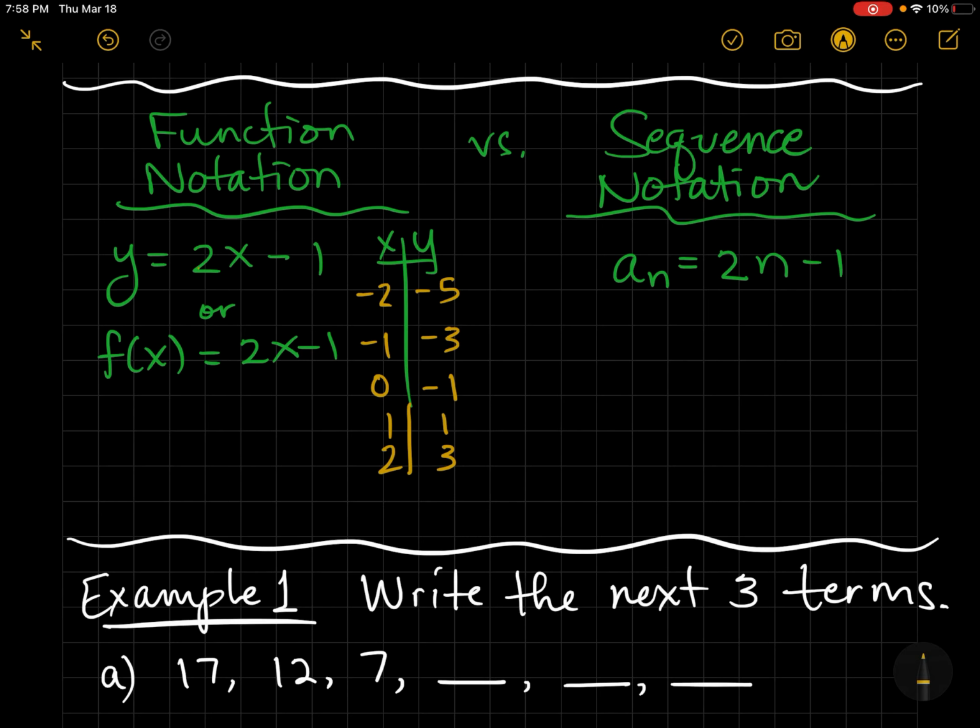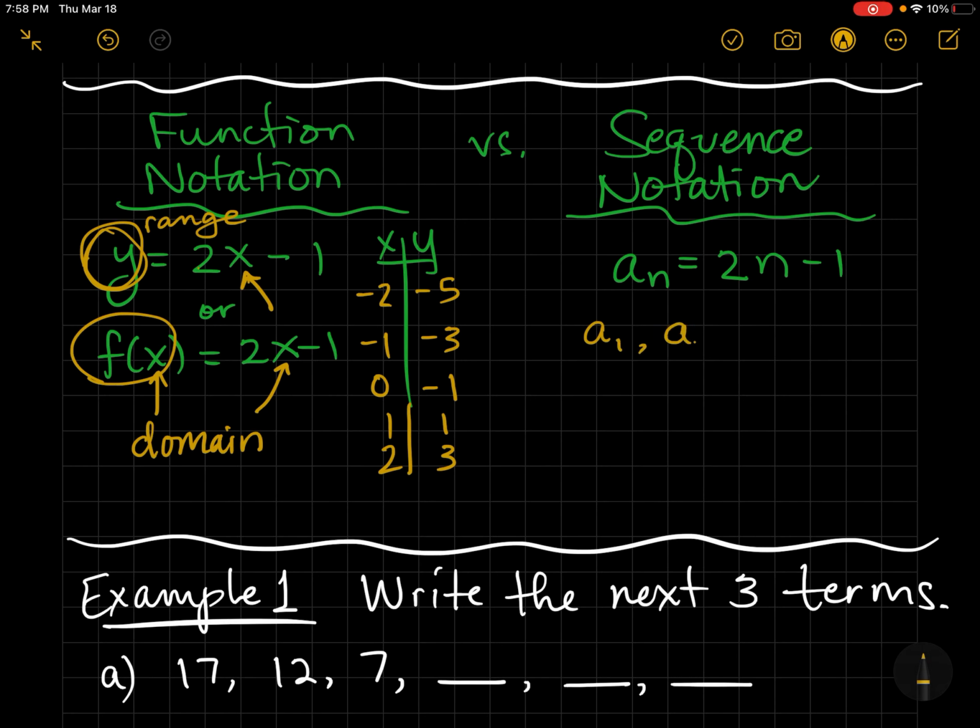And you could use it with the y or the f of x, where you're thinking about x going in and x being the domain. Okay, and so the x values go in and then the y values come out, which we know that's the range. Now, sequence notation is doing the same thing, but it looks very different. So what we're thinking now is, what's the first term? What's the second term? Or the third term?